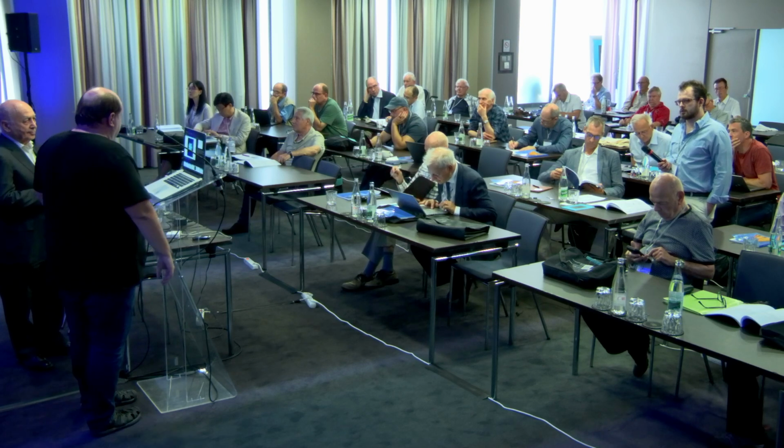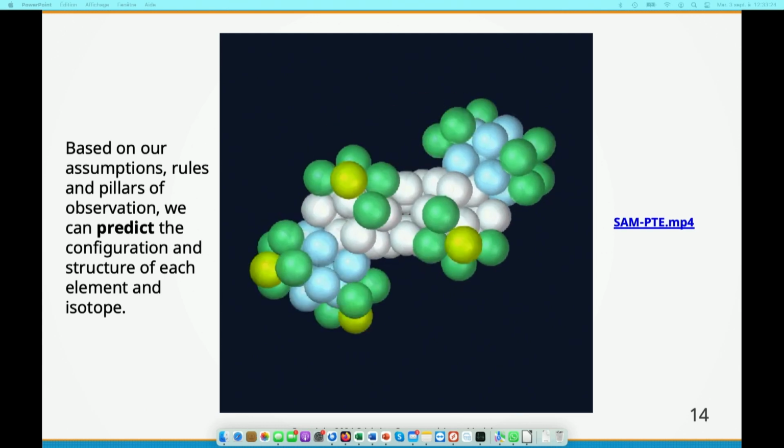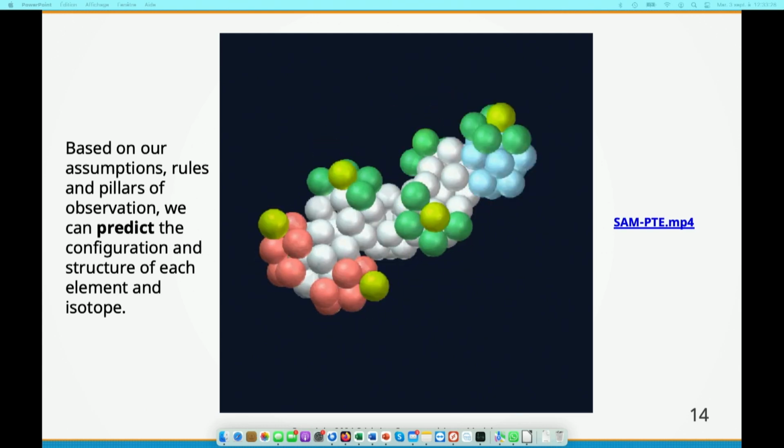So there are rules for where those attachments are allowed in the model, and this is the way we progress through the periodic table of elements. Right, so this is what is happening there. And the colors, don't be distracted by the colors. This is just to show certain structures.